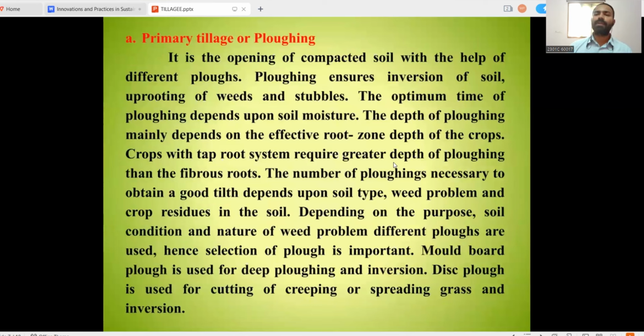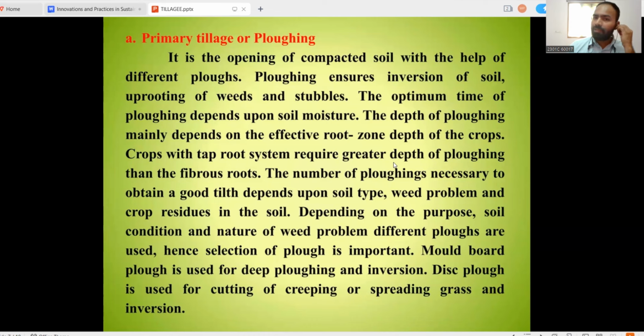Then what is primary tillage? Primary tillage is the opening of compacted soil with the help of different plows. Plow means what we are doing? We are using different plows for what? Opening of your compacted soil.